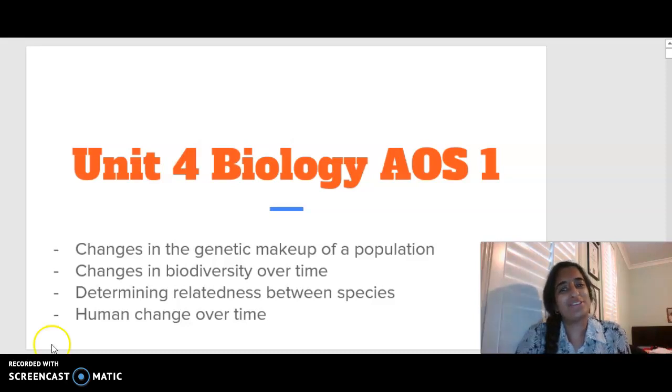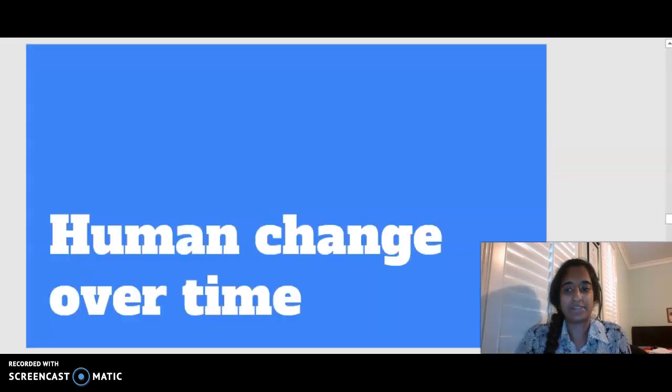Hello everybody, welcome to Unit 4 Biology Area of Study 1. Today we are looking at the dot points that are related to human changes over time. So this is the final component of Unit 4 Area of Study 1.